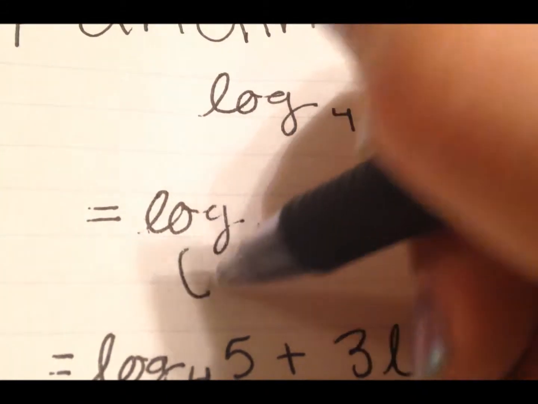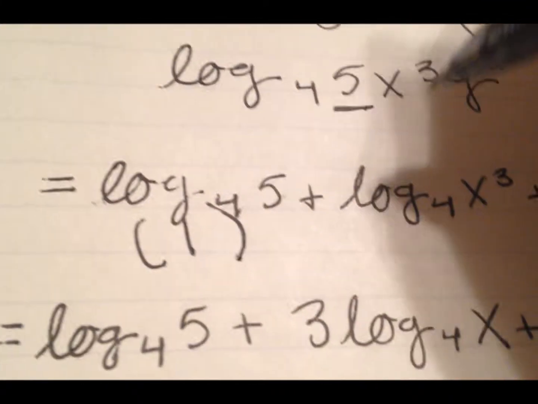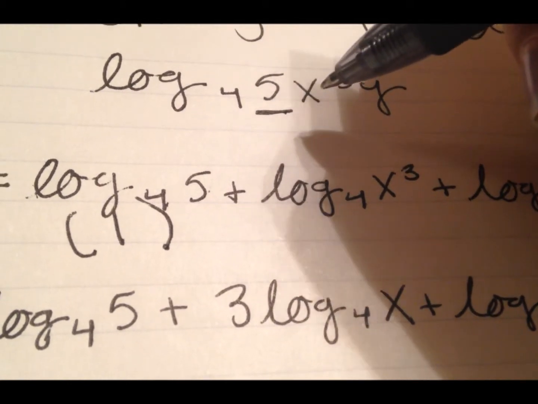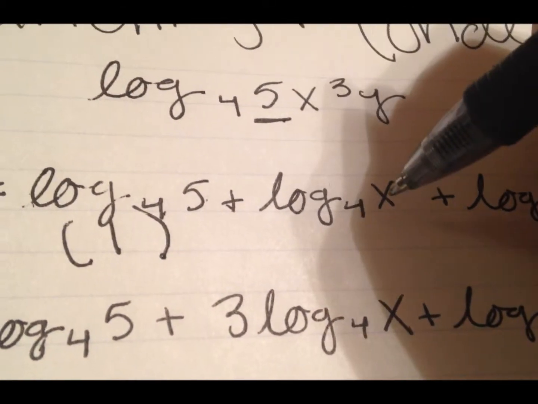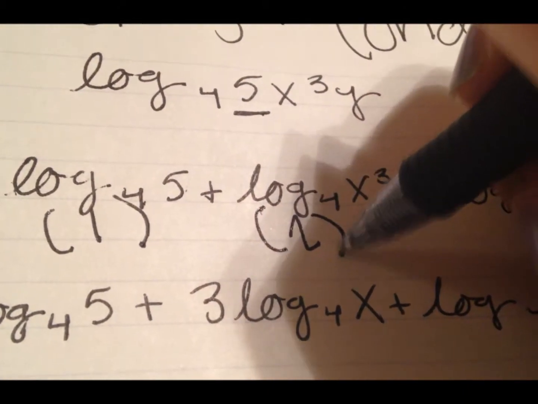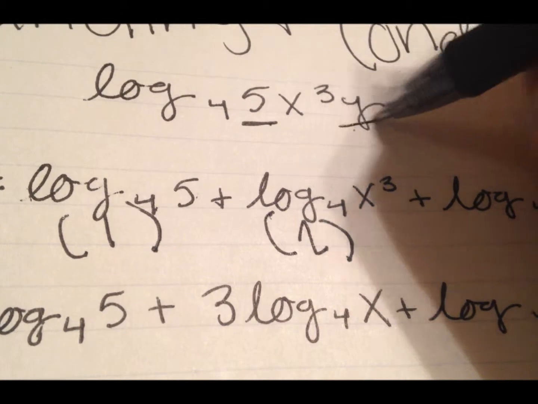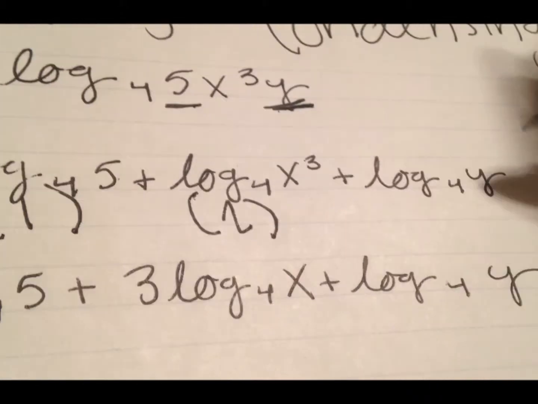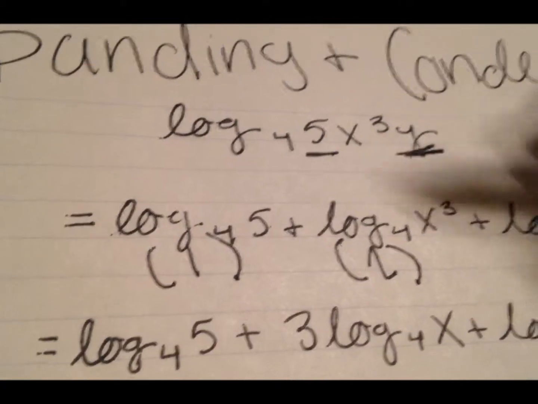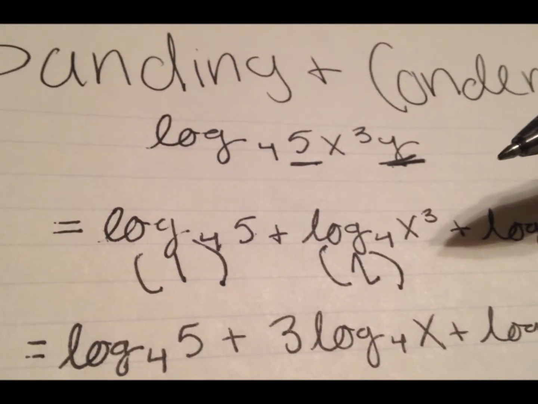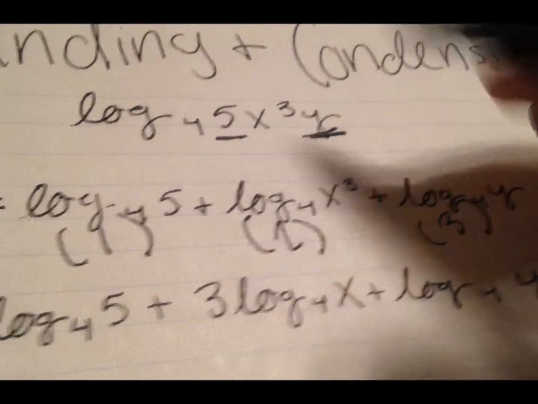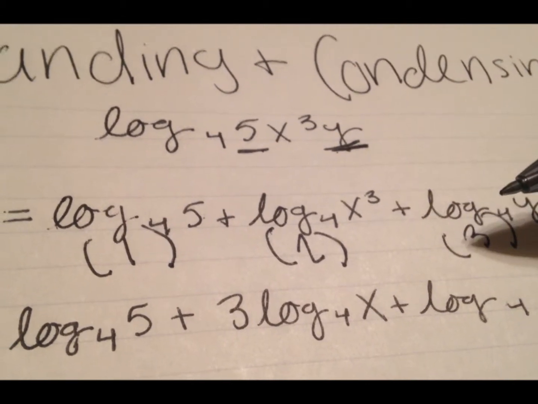So you can think about this as one term. And then you see here that you have another term, this x cubed. And this x cubed is also going to go behind a log base 4. So that's going to be a second term. And then this y is also a term, and that's also going to go after log base 4. And what that's doing is, this is the product property essentially. You're making them 3 separate terms with the log base 4 in the front.